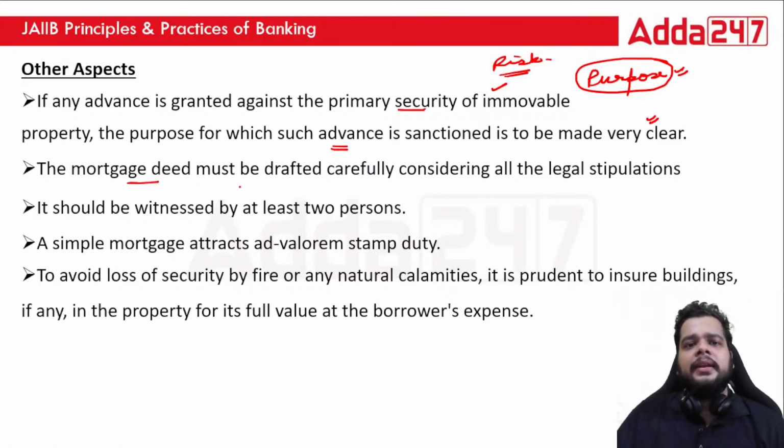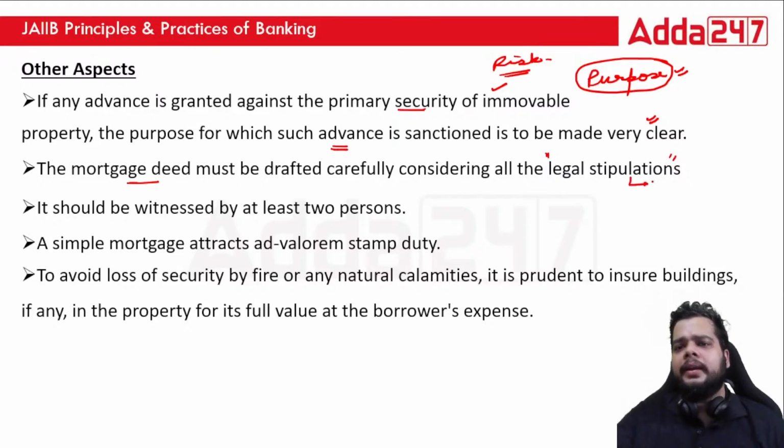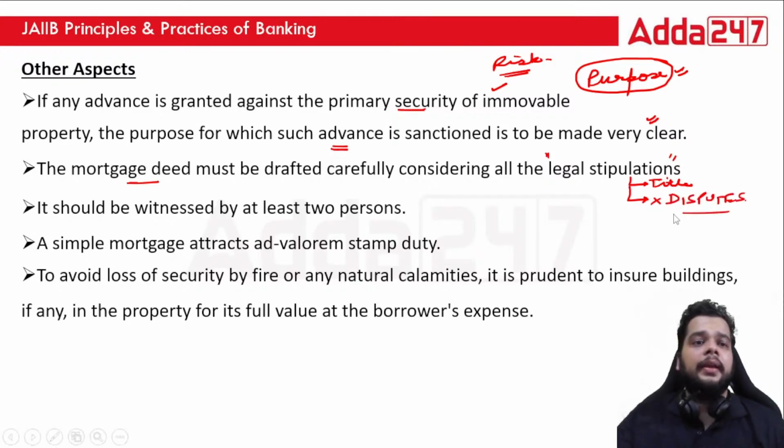The mortgage deed must be drafted carefully considering all the legal stipulations. So legal stipulations pertain to what? Start with title, and you must know whether there are any disputes involved or not for this particular property. It must be witnessed by at least two persons. So two persons must be the witness. Simple mortgage attracts ad valorem stamp duty, whatever is applicable. Fine.